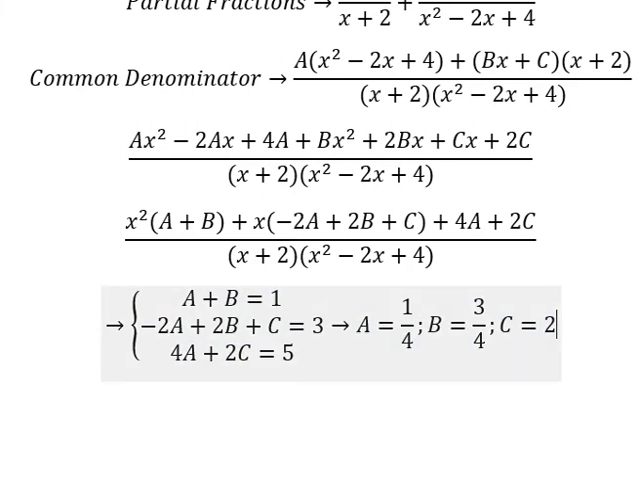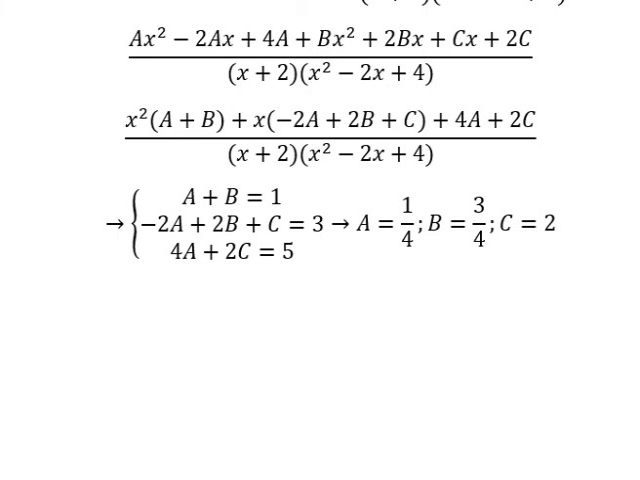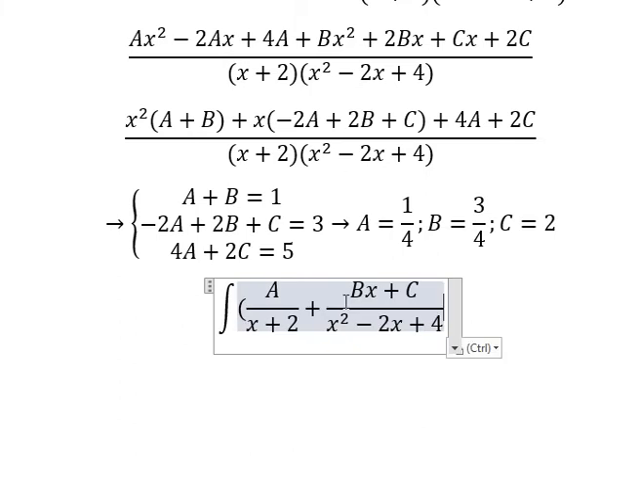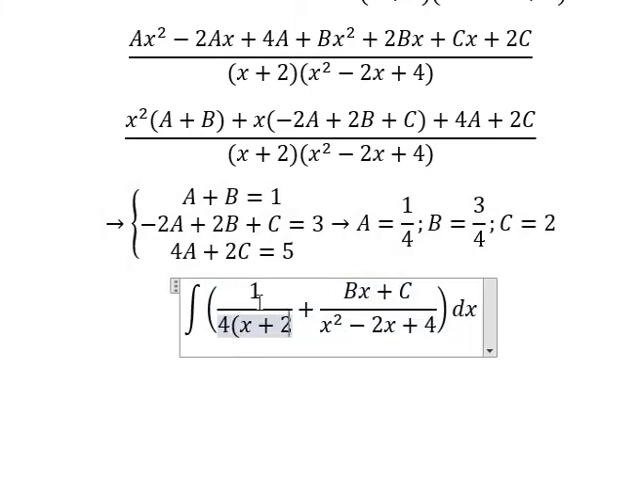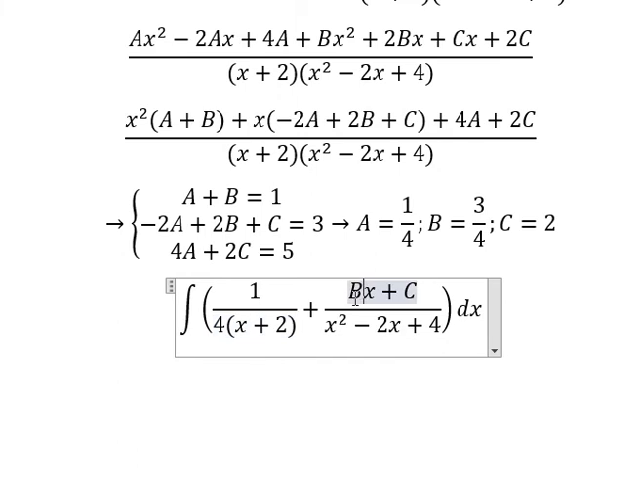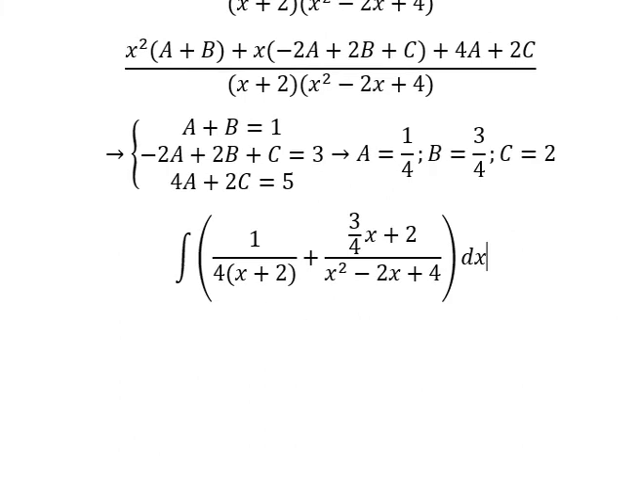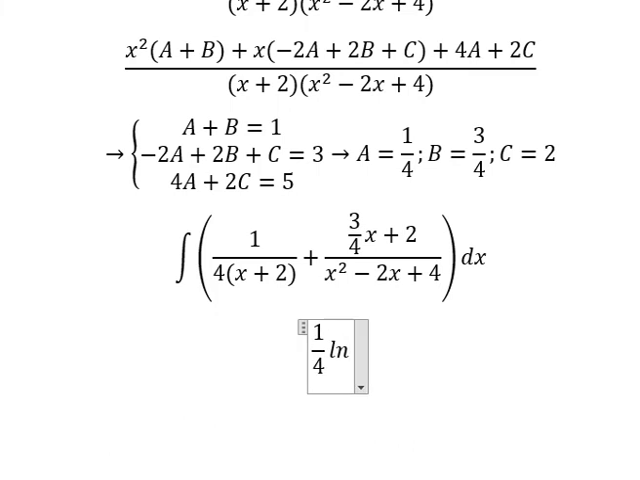So we put a, b, c in here. So a is 1 over 4, b is 3 over 4, and c is number 2. We know that the integral of this one you will get 1 over 4 ln of the absolute value of s plus 2. Now I will consider this one.